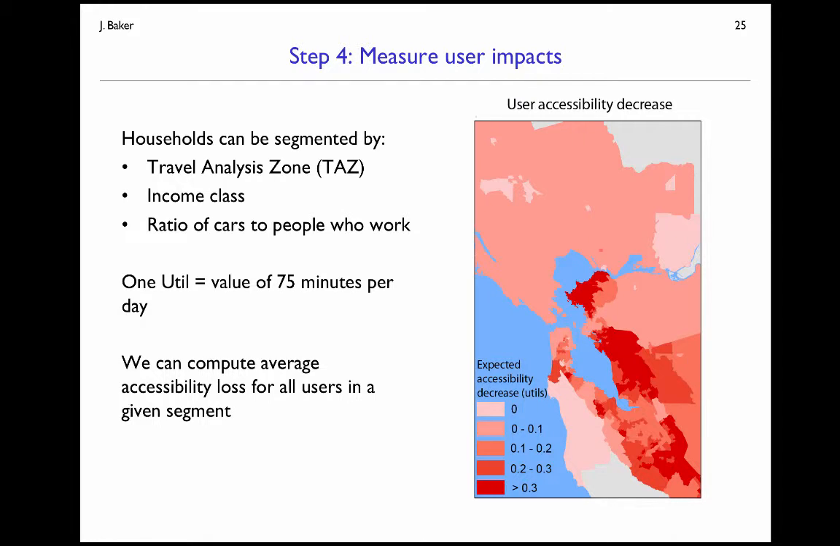So here's a few notes. On the right, we can look at these potential earthquake scenarios and their probabilities of occurrence. Here's an expectation of utility decrease for users, aggregated geographically, by travel analysis zone. We can also aggregate by income class and by the ratio of cars to people who work in a household. So you can look at households with a lot of cars per working person or households with fewer cars. The latter two, income class and the ratio of cars to people who work, are of interest to the Metropolitan Transportation Commission as they look at issues of equity in the population's ability to utilize this transportation network in an effective way.